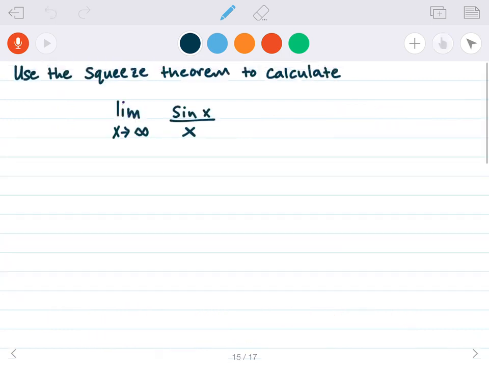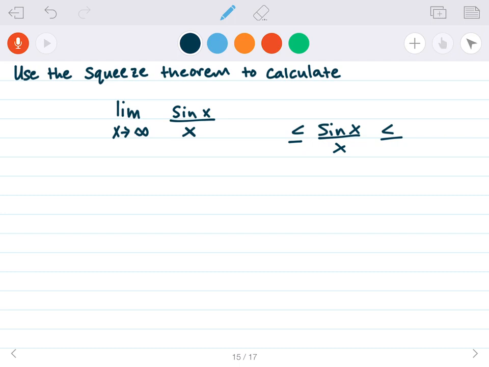Okay. Let's do this one right here. So now we're interested in the limit as x goes to infinity of sine of x over x. Well, again, we want to do a little trick to use the squeeze theorem. We want to sandwich this guy in between a bigger and a smaller function, okay?